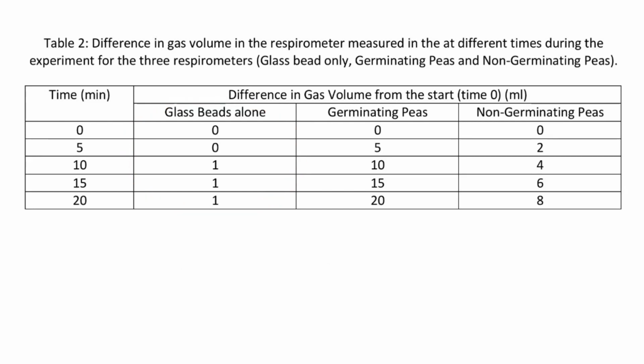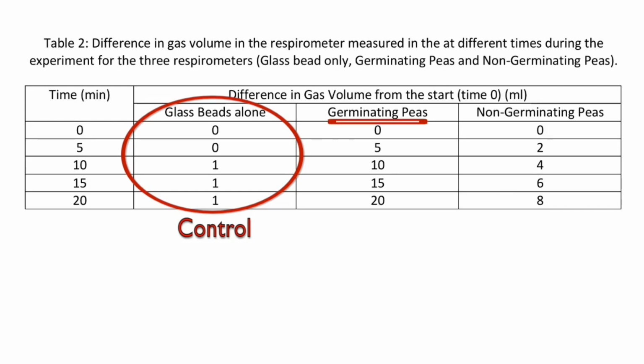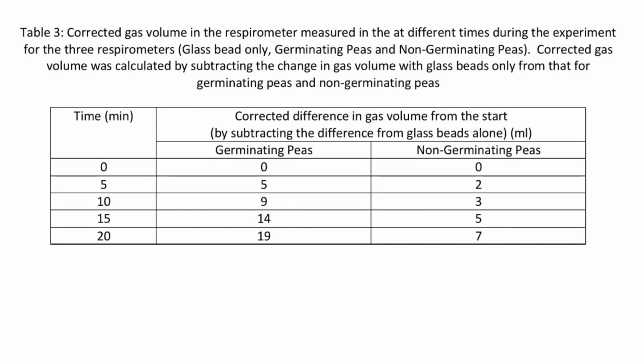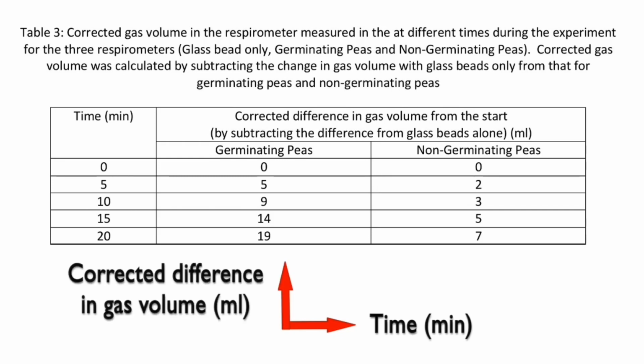We need to take this into account, and we do so by taking the values for our control, the glass beads alone, and subtracting them from the values for the germinating peas and from the values for the non-germinating peas for each time point. Once we've done that, we obtain these values, which could be used to construct a graph with time on the x-axis and the corrected difference in gas volume on the y-axis.